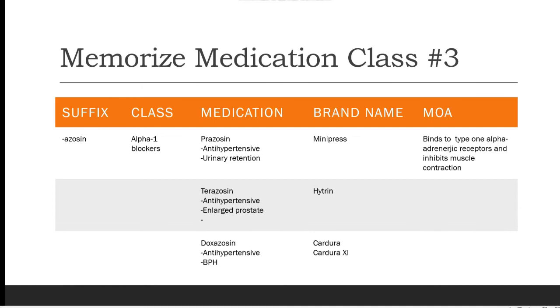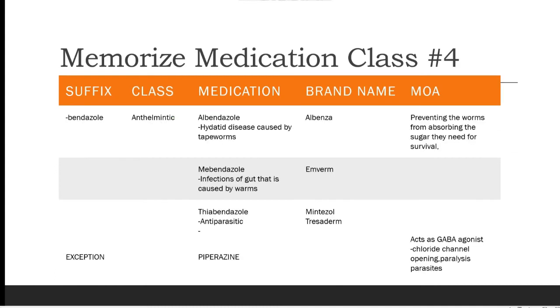The way that they work is they bind to type 1 alpha adrenergic receptors and inhibit muscle contraction.